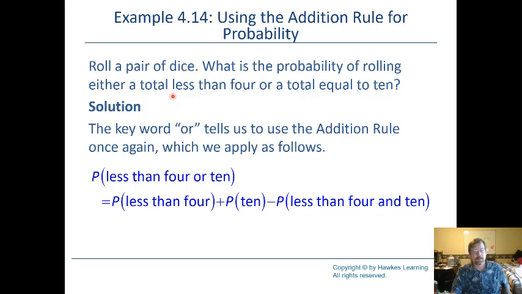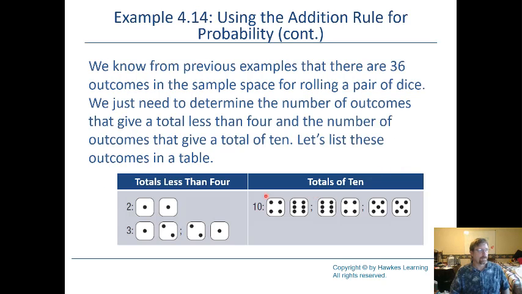Right. Okay, there's our formula again. Probability less than 4, probability of 10, less than 4 and 10. Is there any chance we can have something that is less than 4 and add up to 10? Well, no, that's going to go to a 0. So we can put a 0 in there. Let's move on. So less than 4, we can have a pair of 1s, a 1 and a 2, or a 2 and a 1.